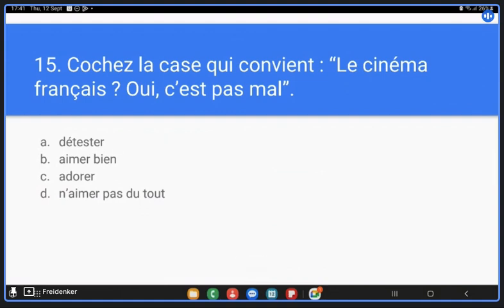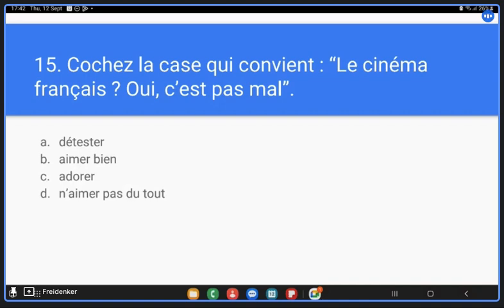Cocher la case. It's like tick the box which is convenient. Cocher la case qui convient. Le cinéma français, the French cinema, oui, c'est pas mal. Yes, it is not bad. Mal is bad. So they're asking you to choose the appropriate verb that describes the situation.